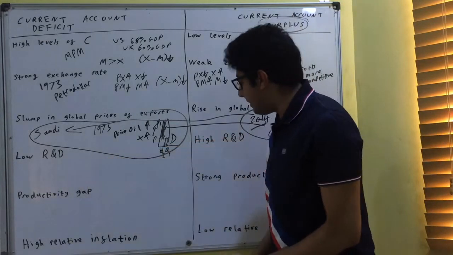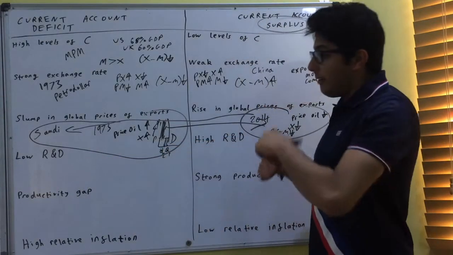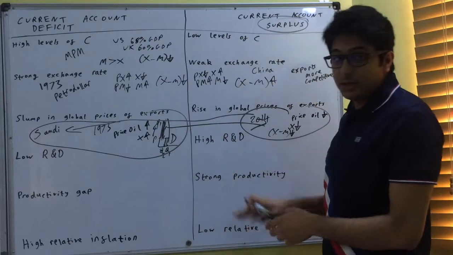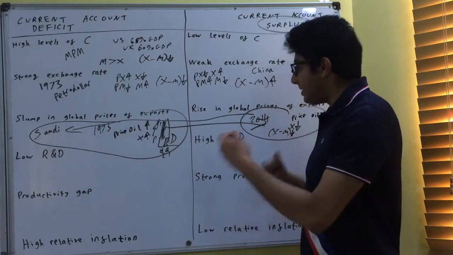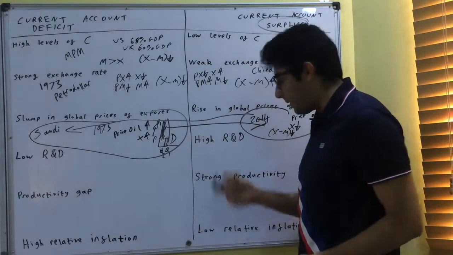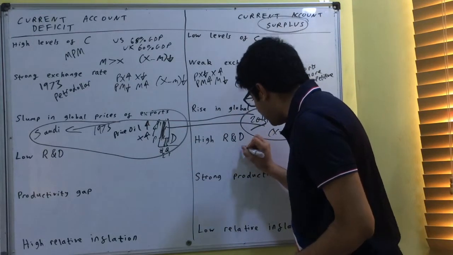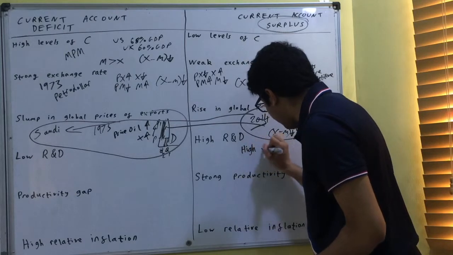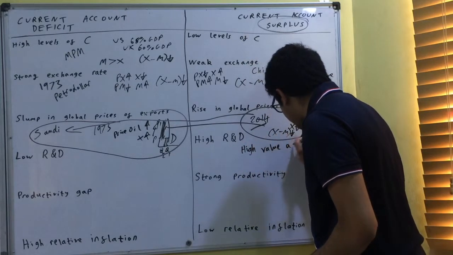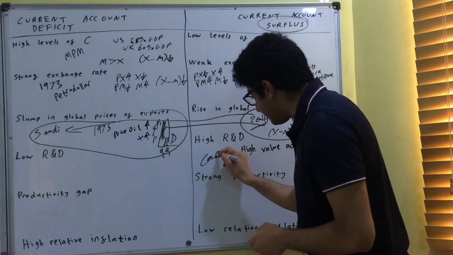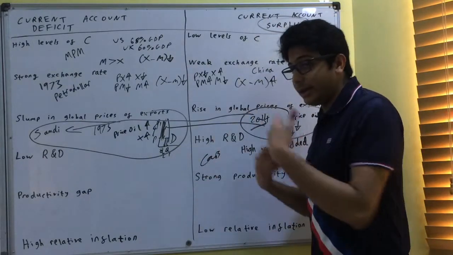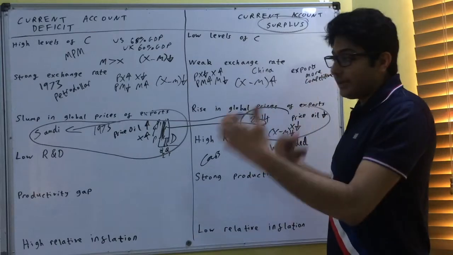Low R&D spending and high R&D spending. If you have high spending in research and development, you have something to sell to the world. Okay, it makes your exports more competitive. Germany, with their specialization in high value added manufacturing. Cars, their cars. Germany has good cars, Volkswagen, etc. So they have something to sell to the world.